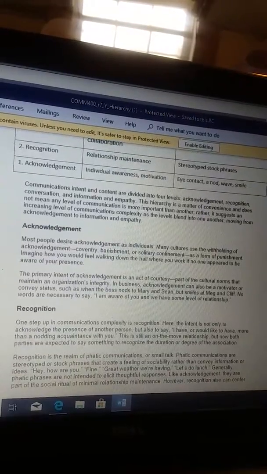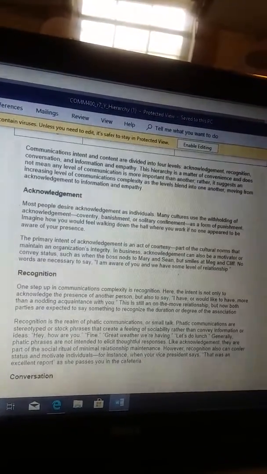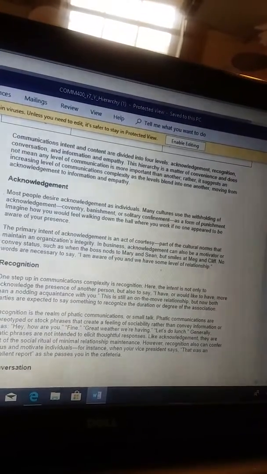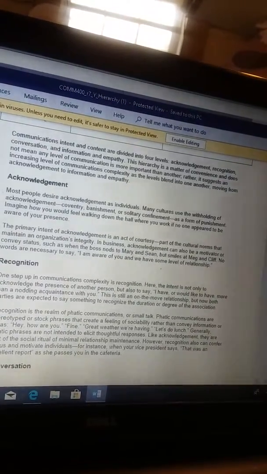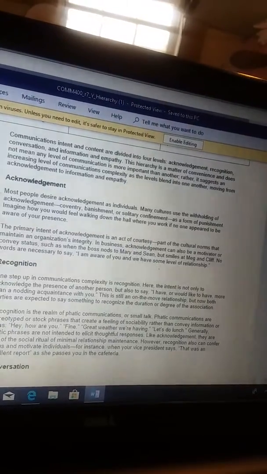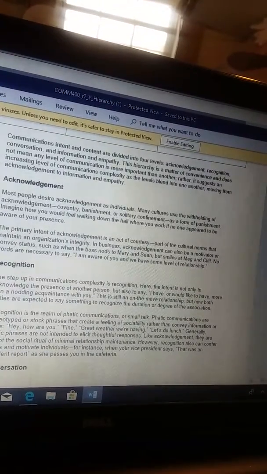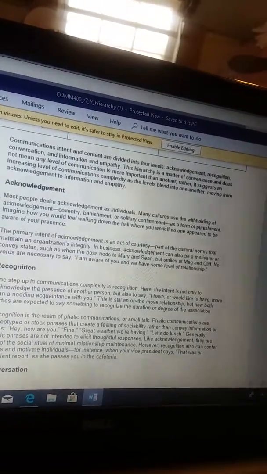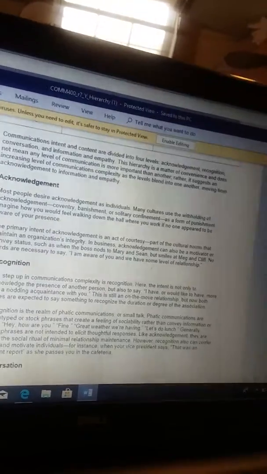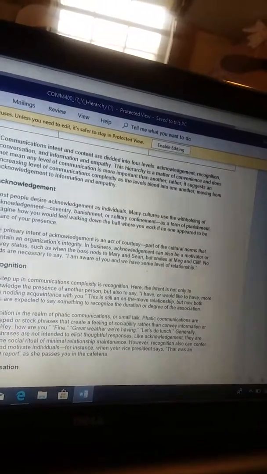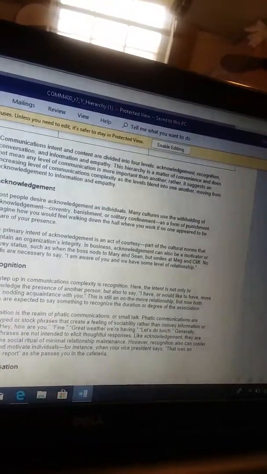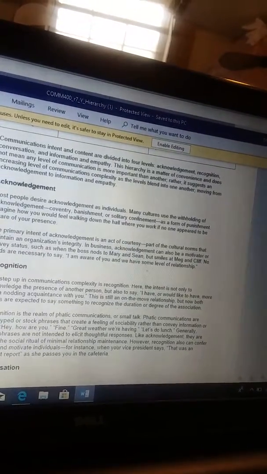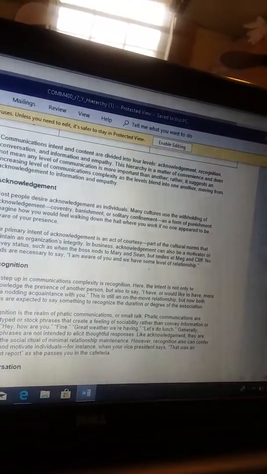Communications intent and content are divided into four levels: acknowledgement, recognition, conversation, and information and empathy. This hierarchy is a matter of convenience and does not mean any level of communication is more important than the other. Rather, it suggests an increasing level of communications complexity as the levels blend into one another, moving from acknowledgement to information and empathy. Acknowledgement.